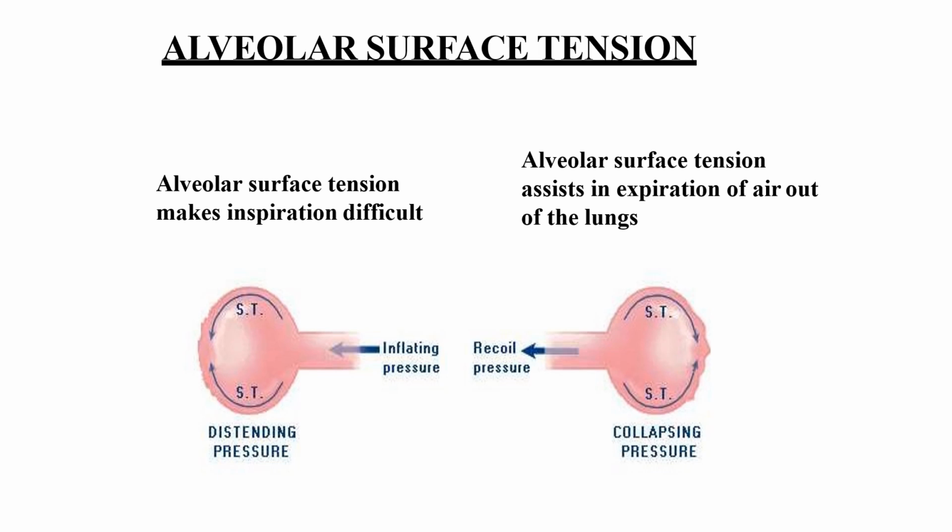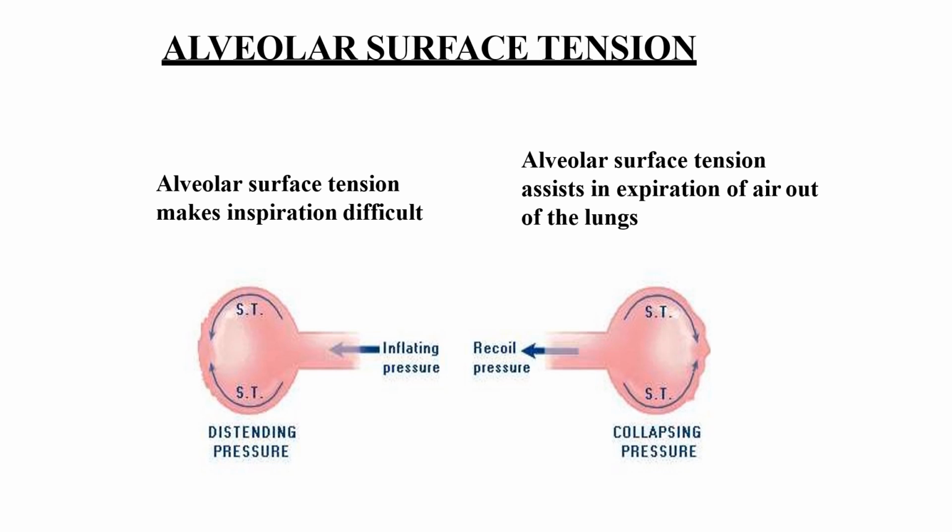So alveolar surface tension makes inspiration difficult because the pressure is coming, air is coming inside. If the surface tension tries to decrease alveolar size, it will become difficult to fill the alveolus. That's why surface tension will be low during inspiration. And alveolar surface tension assists in expiration by allowing air out of the lungs.